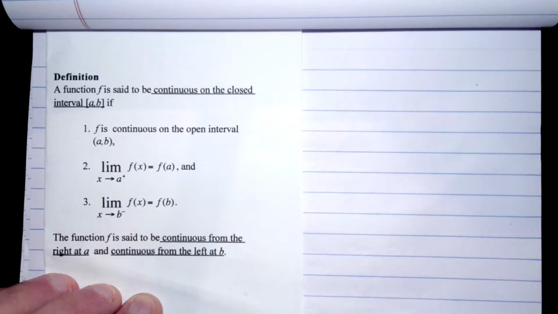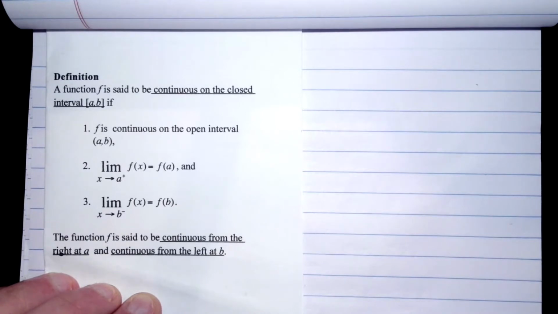If f is continuous on the open interval from a to b, remember what that means. That means we are not including the endpoints. And a function is continuous on an open interval if it is continuous at every point in that interval. But we have to talk about the endpoints differently. A function may not be continuous at one of the endpoints, but still we would say it's continuous on the closed interval.